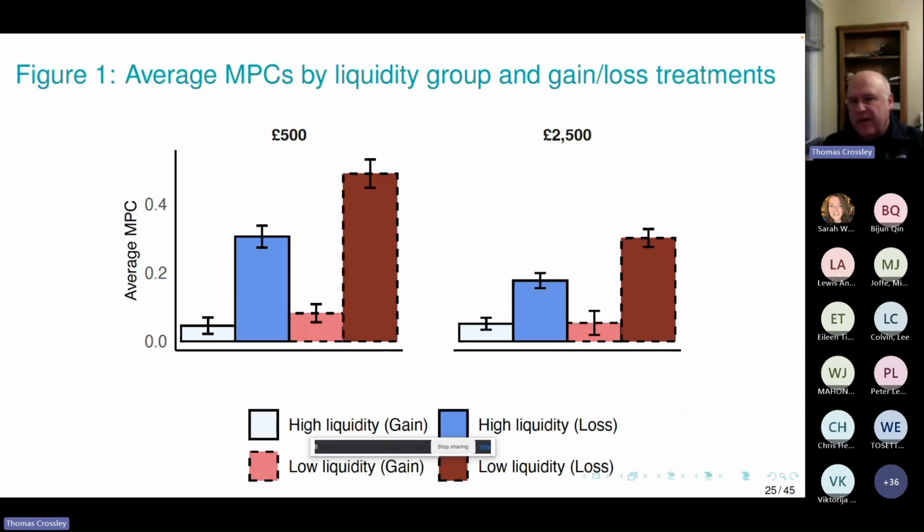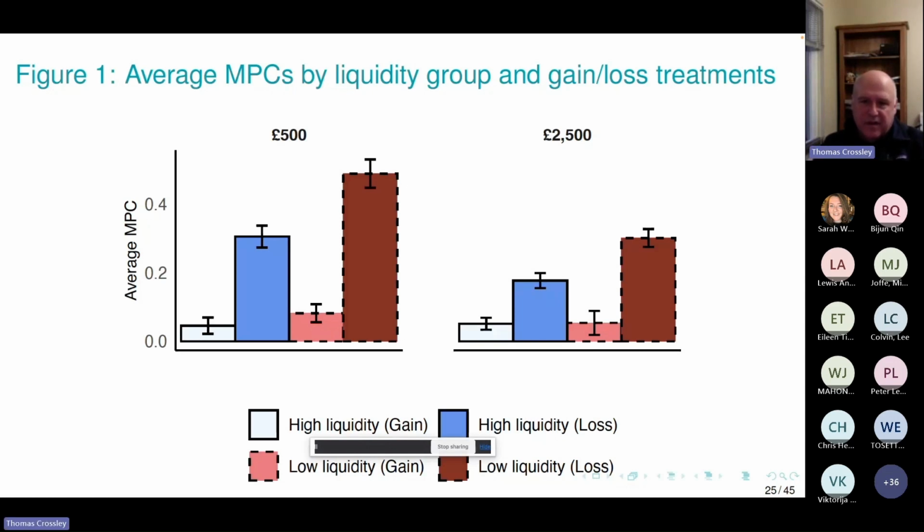Remember that everyone in the survey gets both the loss and gain scenario in a random order. So the comparisons across gain and loss are within subject comparisons. The comparisons across the size of the gain or loss, the 500 versus 2,500, are between subject comparisons, because we randomize that across subjects. And the comparisons across high and low liquidity groups are between subject comparisons, because consumers are either high liquidity or low liquidity, depending on their response to the liquidity question.